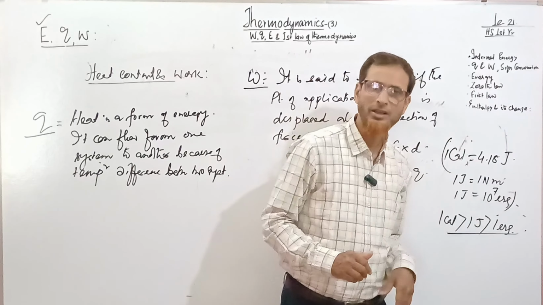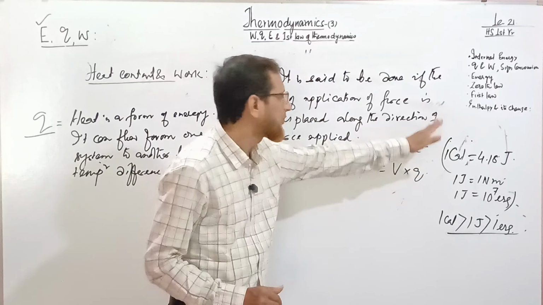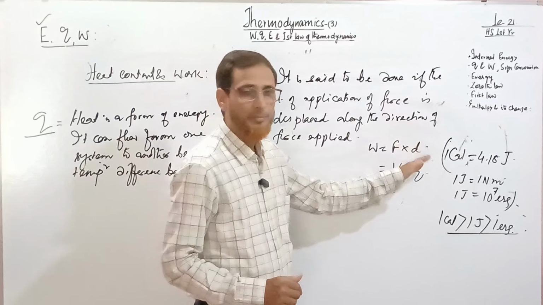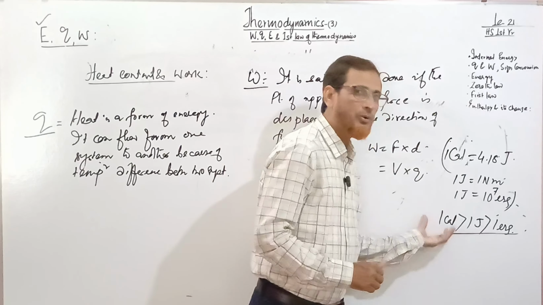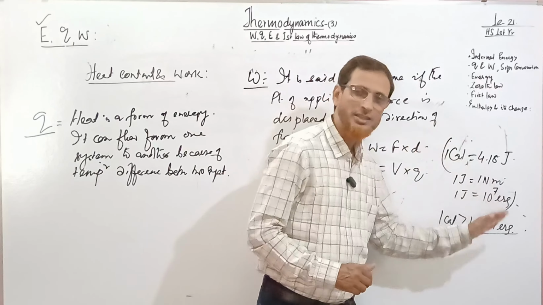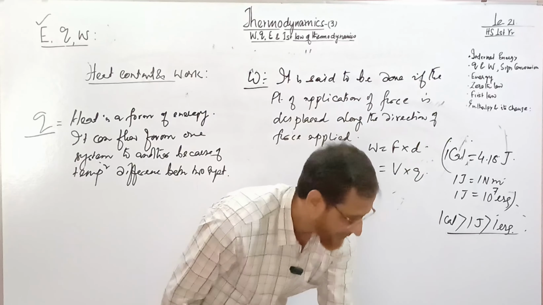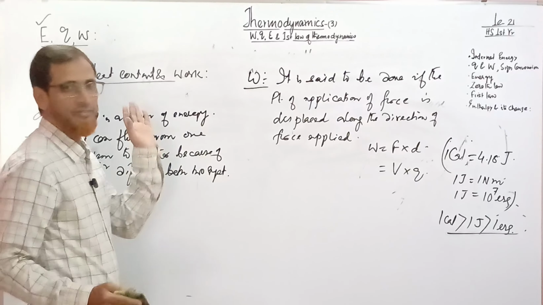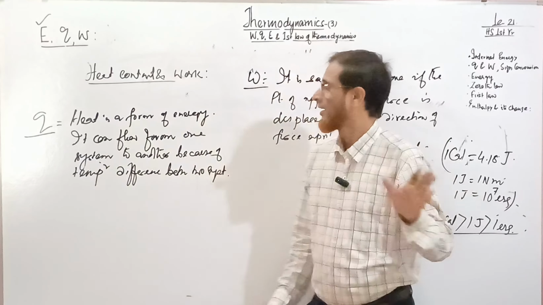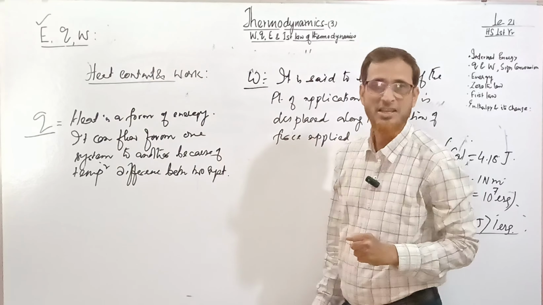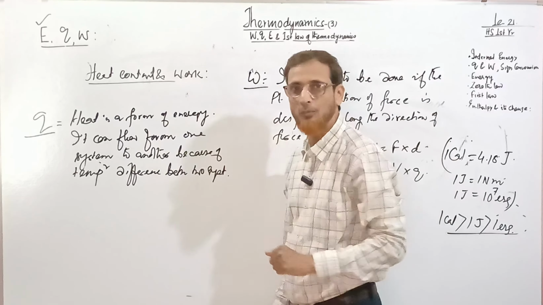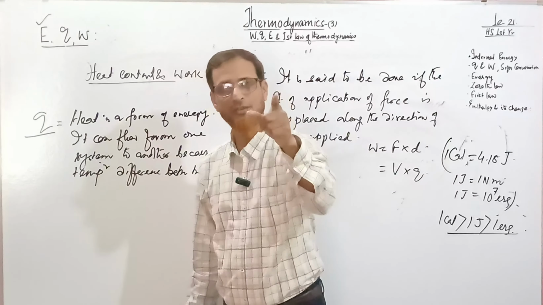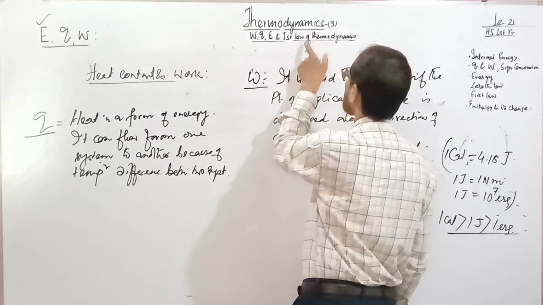We have got it in the lower classes. So from this we can infer that 1 calorie is greater than 1 joule is greater than 1 erg. So we have defined internal energy, Q heat content, and work to define the first law of thermodynamics, our today's target.